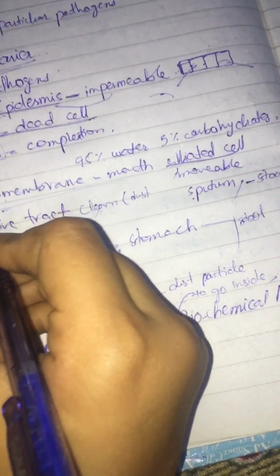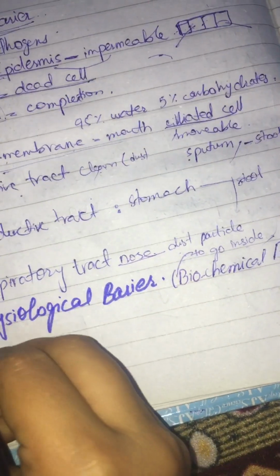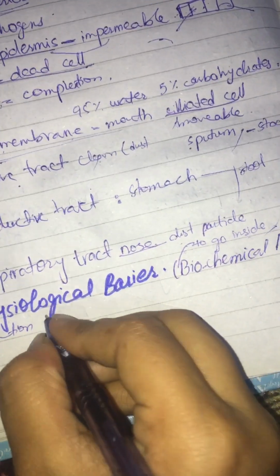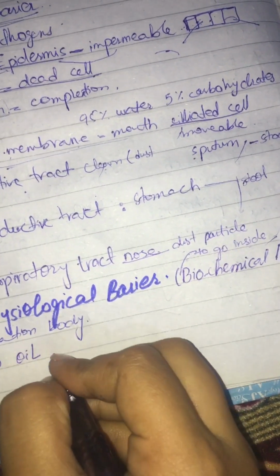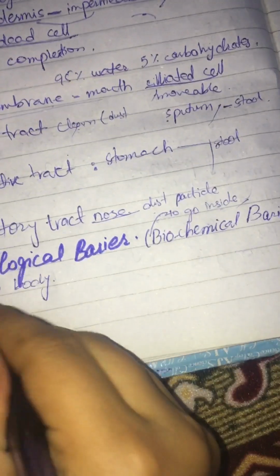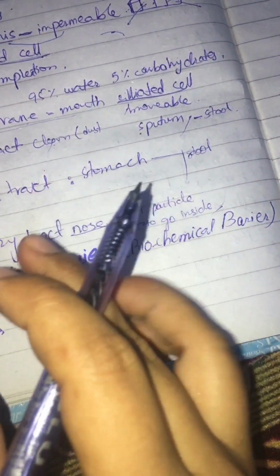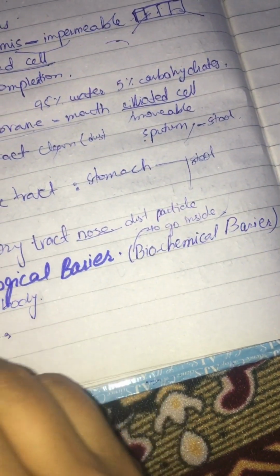As we discussed, in the mucous membrane there will be organs, but in this physiological barrier the secretions of the body will be there. So let's take an example of sebum oil. Sebum oil is an oily substance in our skin. We have noticed our skin sometimes gets oily. That's because of the sebum oil secretion.